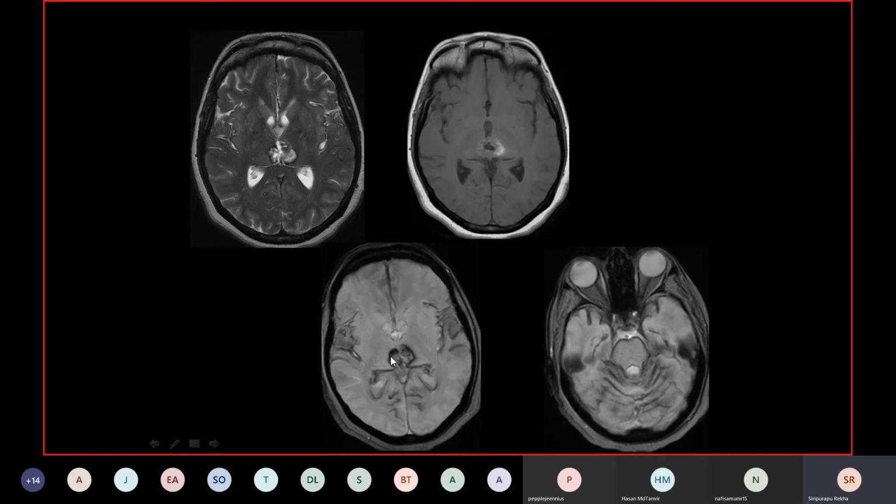On the gradient echo sequence, because of repeated hemorrhages that occur, we see blooming. The patient has also had subarachnoid hemorrhage, which is why we see all this pencil lining, the low signal intensity, which is hemosiderin on the surface of the brain stem as well as on the pial surface and cerebellum. So this is somebody with siderosis because of repeated bleedings from a cavernoma.